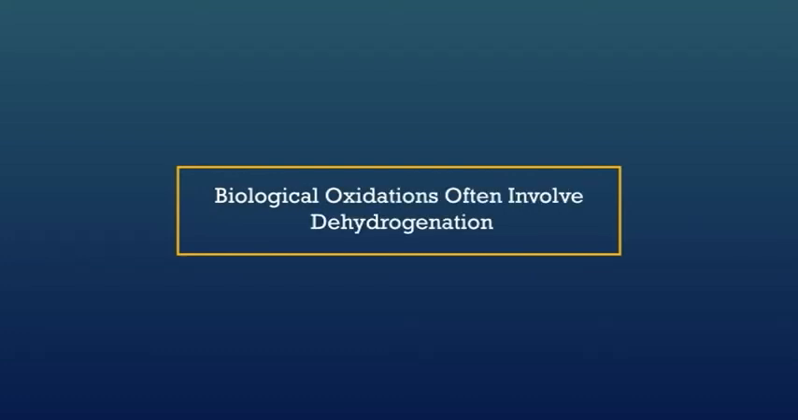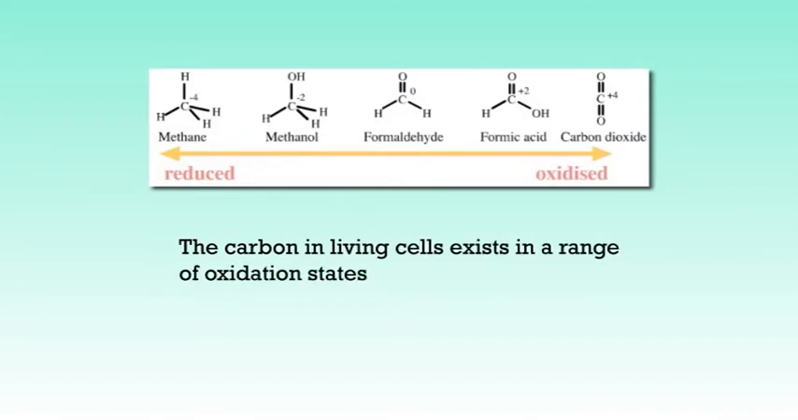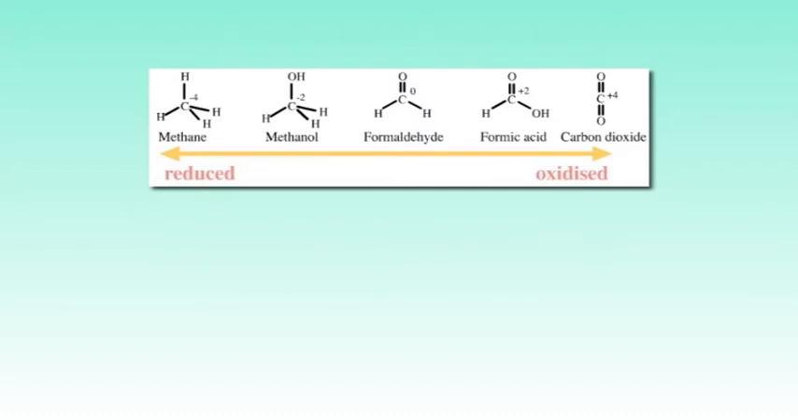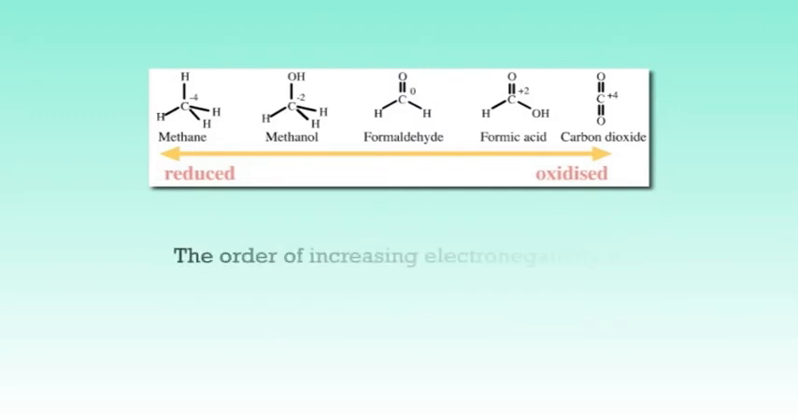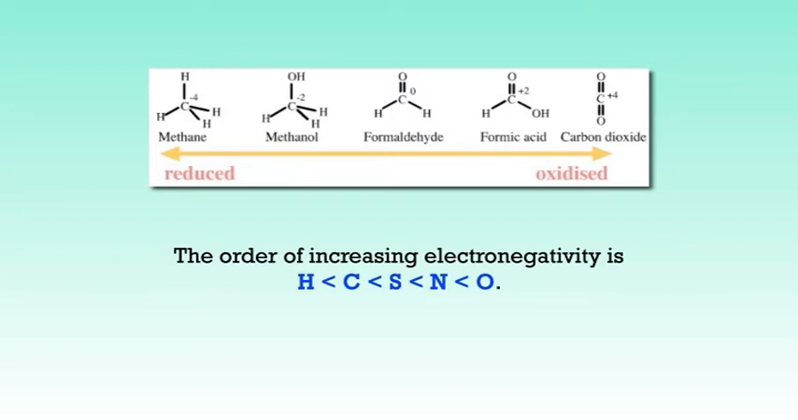Biological oxidations often involve dehydrogenation. The carbon in living cells exists in a range of oxidation states, as given in this figure. When a carbon atom shares an electron pair with another atom, which is typically hydrogen, carbon, sulfur, nitrogen or oxygen, the sharing is unequal in favor of the more electronegative atom. The order of increasing electronegativity is hydrogen less than carbon less than sulfur less than nitrogen less than oxygen.